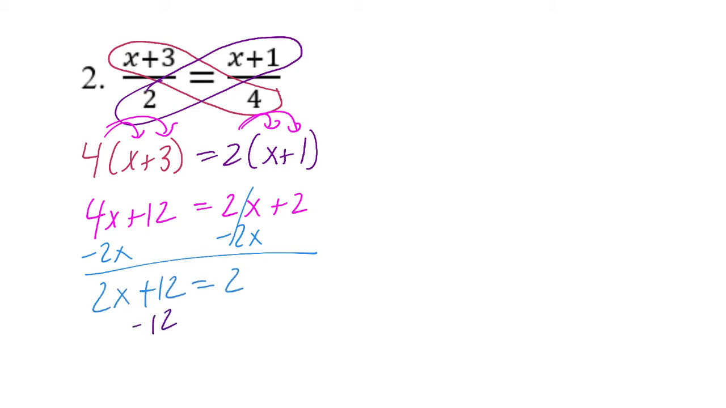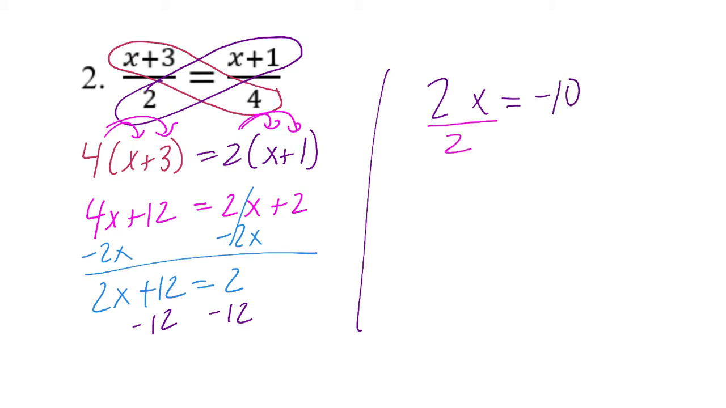Move the smaller, and then we want to move the 12 because we are trying to solve for x. So 2x equals negative 10. Divide by 2. X is going to equal negative 5.